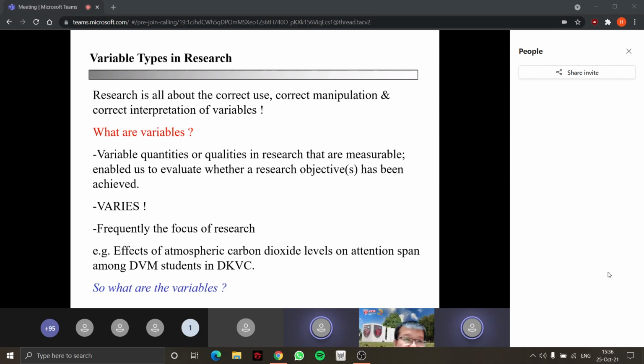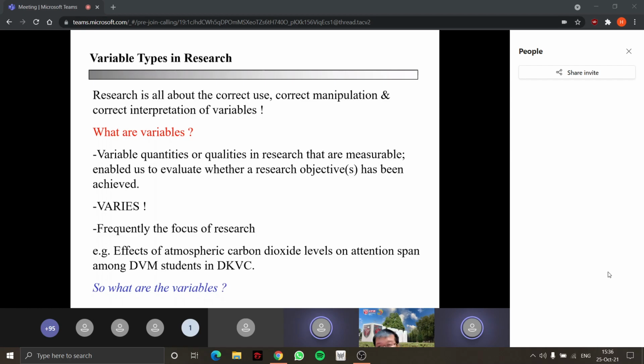But once you deploy it to the masses, to the public, then you need to look at other parameters, for example, hospitalization, deaths prevented, and so on. Therefore, these are the quantities in research that you need to monitor and measure, and by doing so, you are able to say whether your research objectives have been achieved.